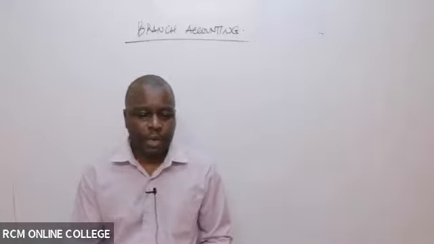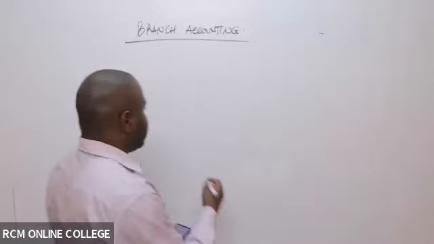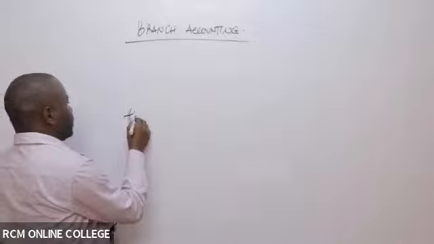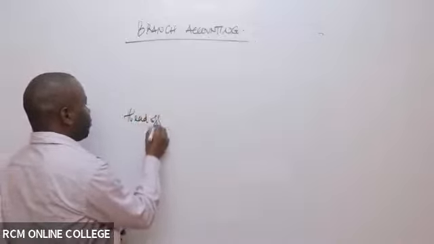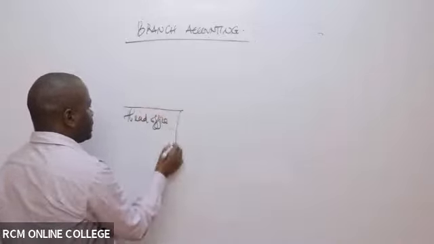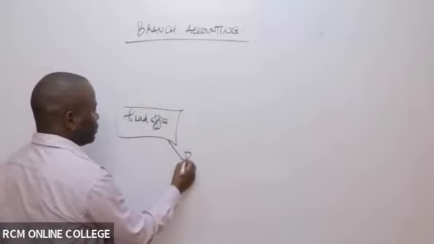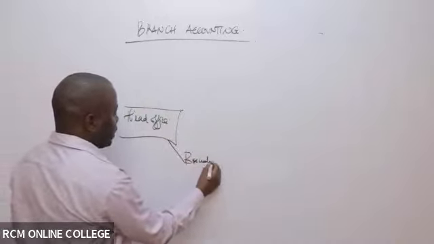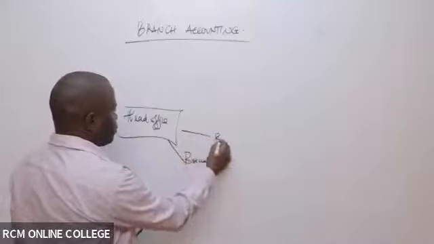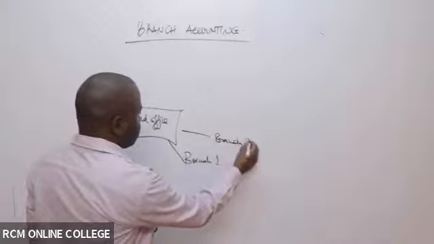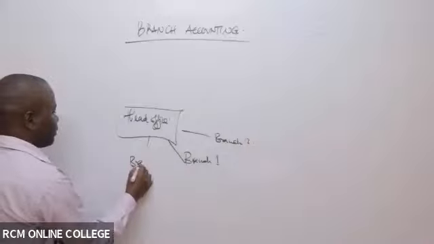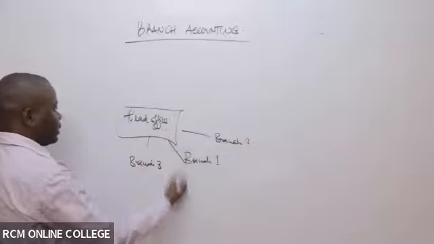They can operate with a model whereby they have a head office with what we call branches. So you can have branch 1, branch 2, and branch 3.